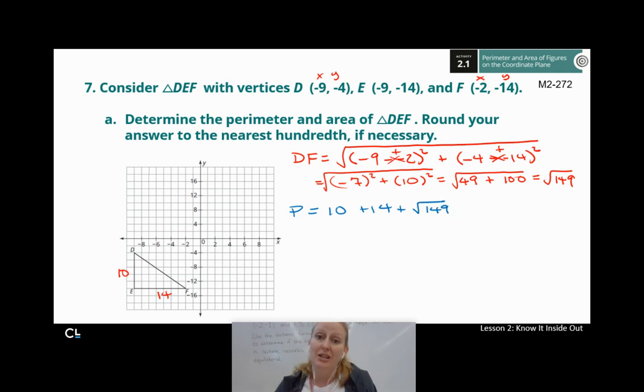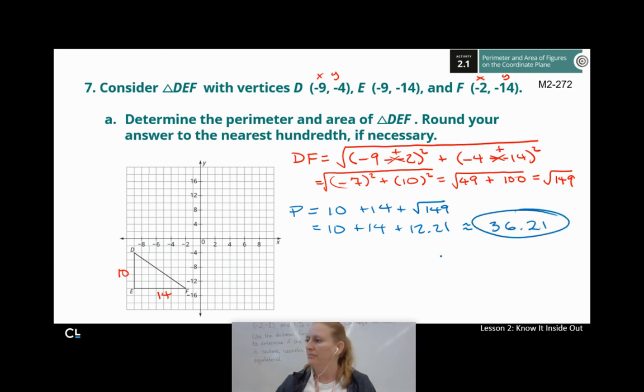Now, if you have a nice calculator, like one of those really nice TIs, Texas Instrument calculators, actually some of the nicer Casios will do this as well. You can just type it in the way you see it. It'll spit out an answer for you. I have an older Casio. It's not as fancy. So I actually do need to do the square root of 149 and figure out that that's about 12.21. So it looks like I've got 10 plus 14 plus 12.21, and I will add these all together. And it looks like I get a perimeter of about 36.21. Hooray!